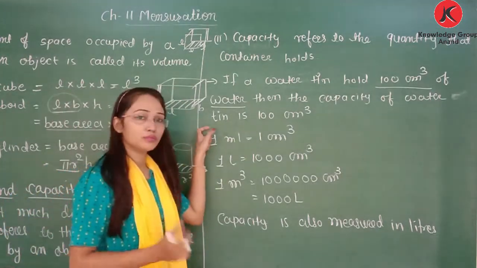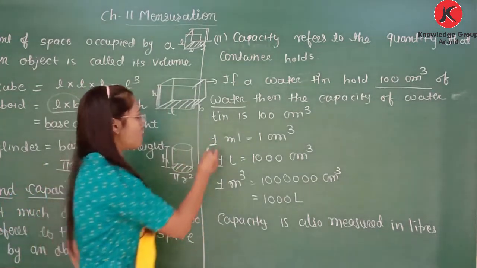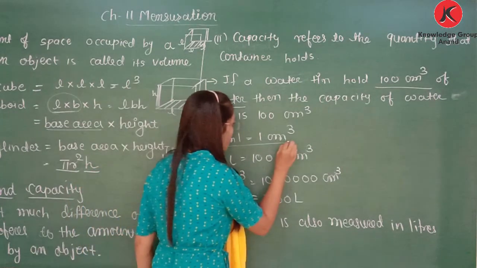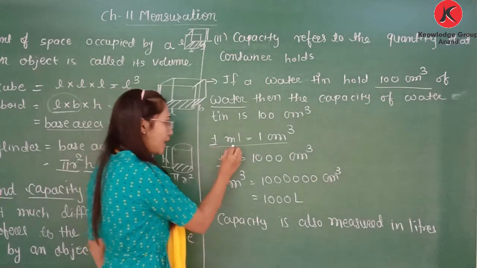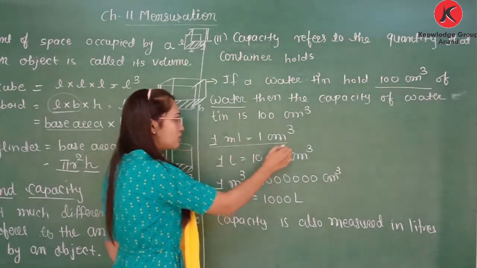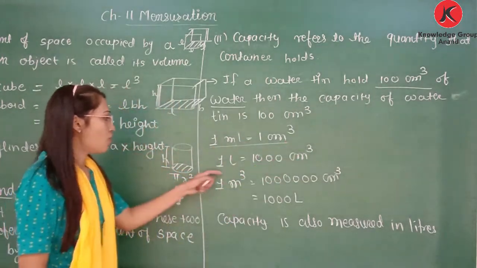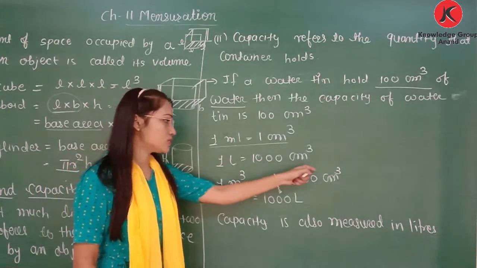So here there are some conversions of units. 1 ml is equal to 1 centimeter cube. You need to remember this conversion. For example, 1 milliliter is equal to 1 centimeter cube. 1 liter is equal to 1000 centimeter cube.